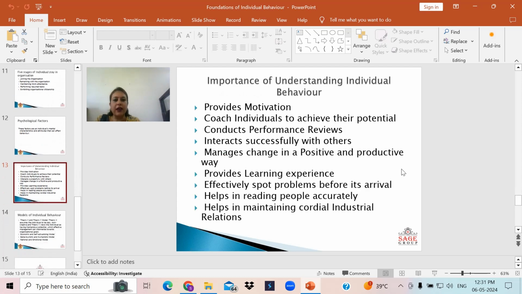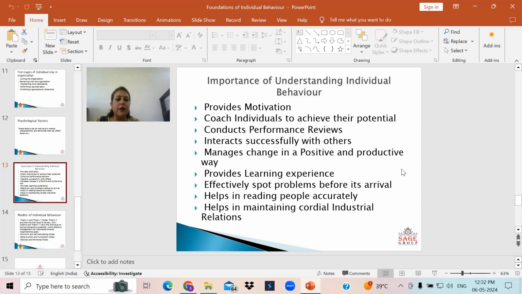So these are the various factors that are important to understand individual behavior. You have to provide continuous motivation to your employees, then their behavior can be positive towards your organization. Then you can coach individuals to achieve their potential. You can give them training. You can conduct performance reviews time and again so that they know where there is a gap, where there is a lacking, so they can improve on it. Interact successfully with others. You can manage change in a positive and productive way. You can provide learning experiences through various trainings and update sessions, and effectively address problems before their arrival.